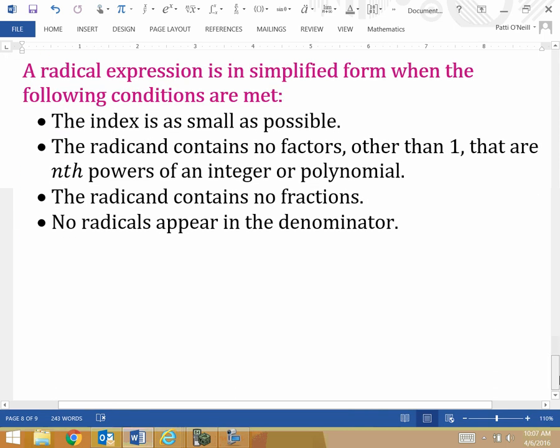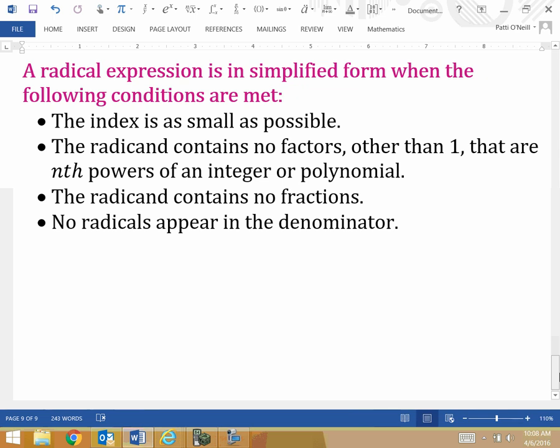The last thing I need you to get in your notes is this. A radical expression is in simplified form when the following conditions are met, and we're going to talk further about this in class. The first is that the index is as small as possible. So the root value is as small as possible. The radicand contains no factors other than 1 that are nth powers of an integer or polynomial, and we'll talk about what that means. The radicand contains no fractions, and then finally, no radicals appear in the denominator. So when those 4 conditions are met, we have a radical expression that's considered to be in simplified form.